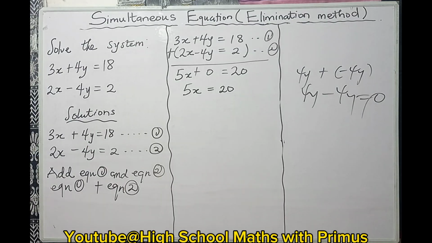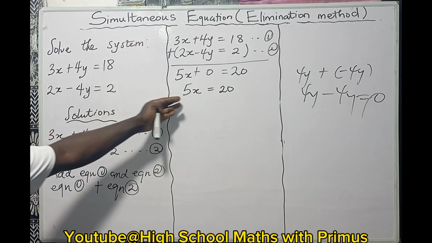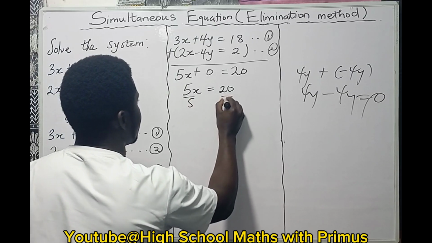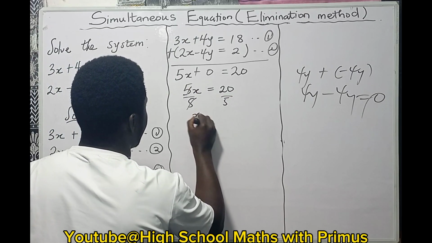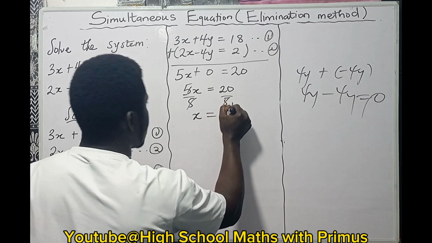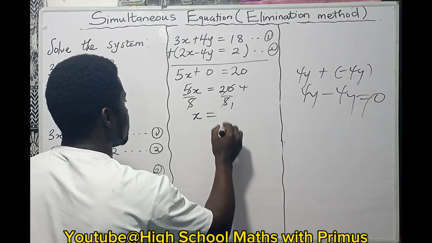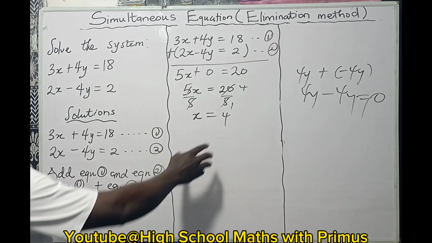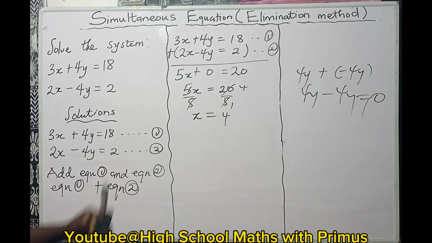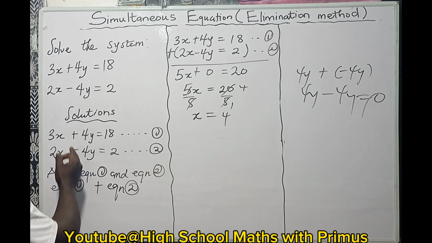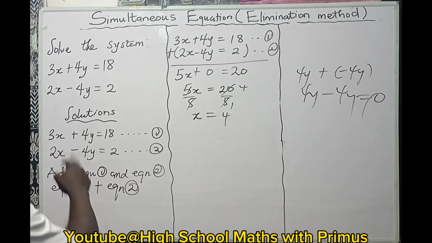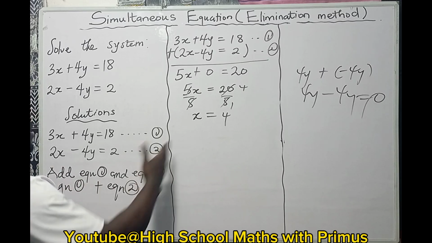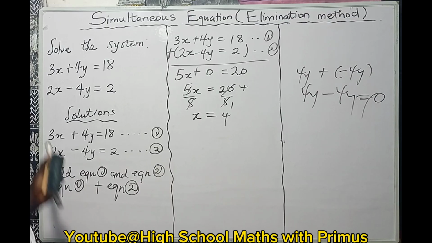Now, after eliminating y, we are left with x to find. So let's find x by dividing both sides by 5. This cancels that. Now we have x equal to 20 divided by 5, which is 4. After finding the remaining variable's value, we substitute it into any of the original equations, and it won't change the result. So we will substitute it into equation 1.